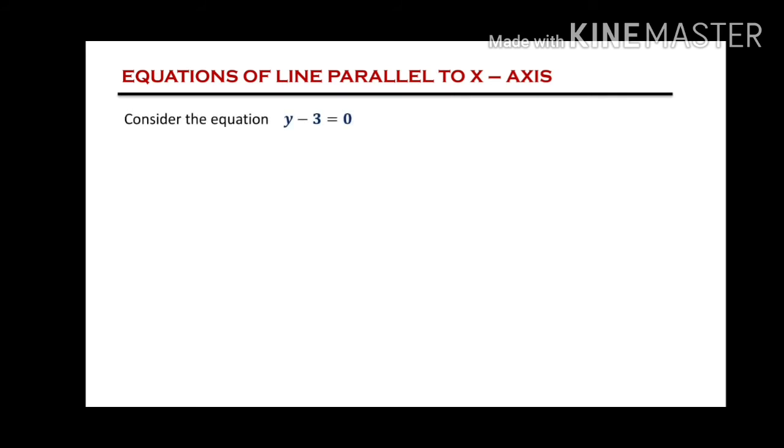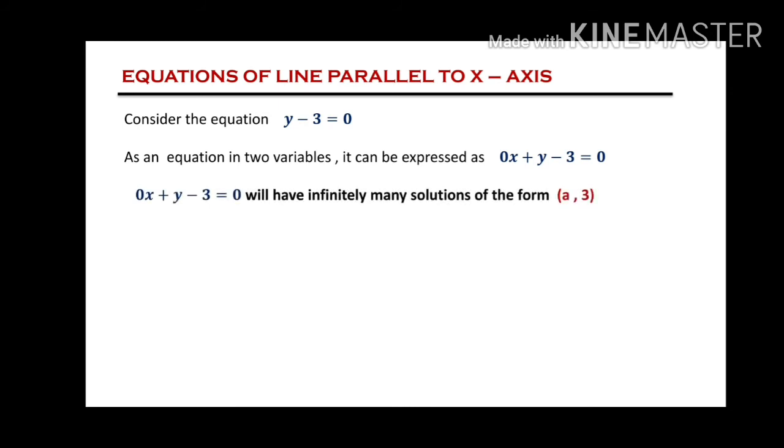Now let's see how to find the equation of a line which is parallel to the x-axis. So we can consider an equation y minus 3 equals 0. Now, this is actually an equation in one variable, but suppose we write it in two variables, it can be written as 0x plus y minus 3 equals 0, because we don't have any x terms here. In this equation, there will be infinite solutions in the form a, 3, where a is any real number, that is the x coordinate. We can take the x coordinate as anything, because anyhow 0 times that will become 0. So what will be left? y will be 3, as you can see here, and all the points of the form a, 3 will be a solution of the equation.